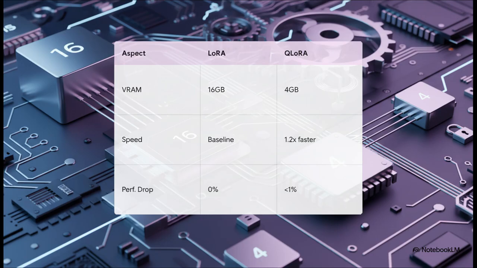QLoRA uses this amazing trick called quantization. It's kind of like saving a high-res image as a slightly lower quality JPEG. You're using less precise numbers to store the model's weights. And the result? A massive 4x drop in memory needed, with less than a 1% change in performance. It is an incredible hack for doing big things on a small budget.